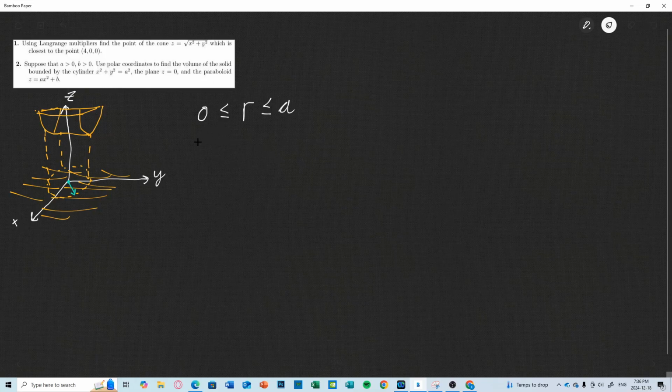Then our z is going to go from 0 because that's the lowest it can be, and our z is going to go up to the paraboloid because that's the top bound. So it's going to go from 0 to a x squared plus b. And then finally, because it's a full cylinder and we can go all the way around the origin, our theta is going to be 0 to 2 pi.